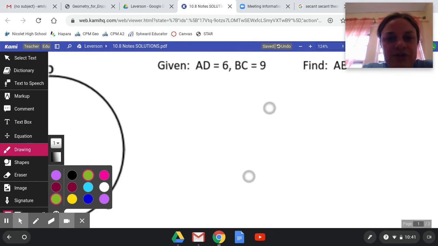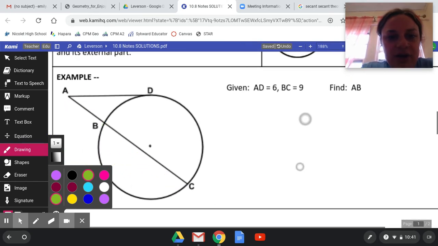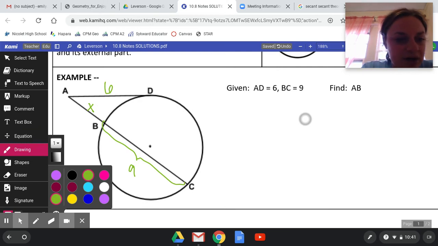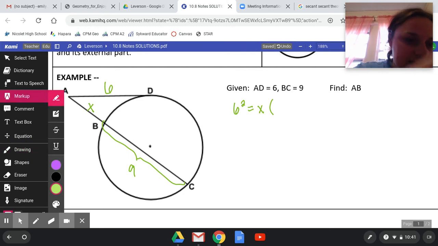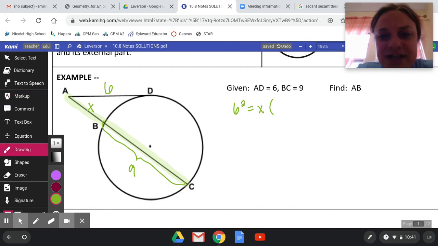Setting up my equation, I know that the tangent part is what I'm going to square. So 6 squared is equal to the external part of the secant, X, times the entire length of the secant. The entire length of the secant is this entire thing, otherwise known as X plus 9. You just have to add them together.